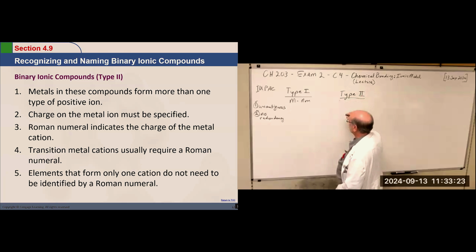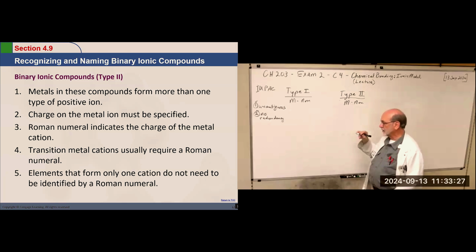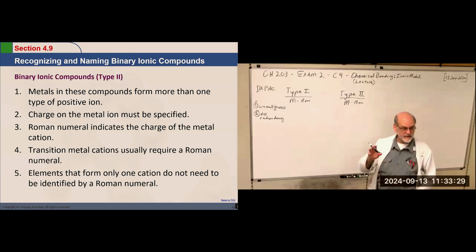Type 2 compounds are also metal and nonmetal. But in this case, the metal has the potential for different charges. Now, it doesn't change charge once it's in the compound, but it has the potential to be different charges as it goes into the compound. Iron is a perfect example. Iron could be a 2+ or a 3+.